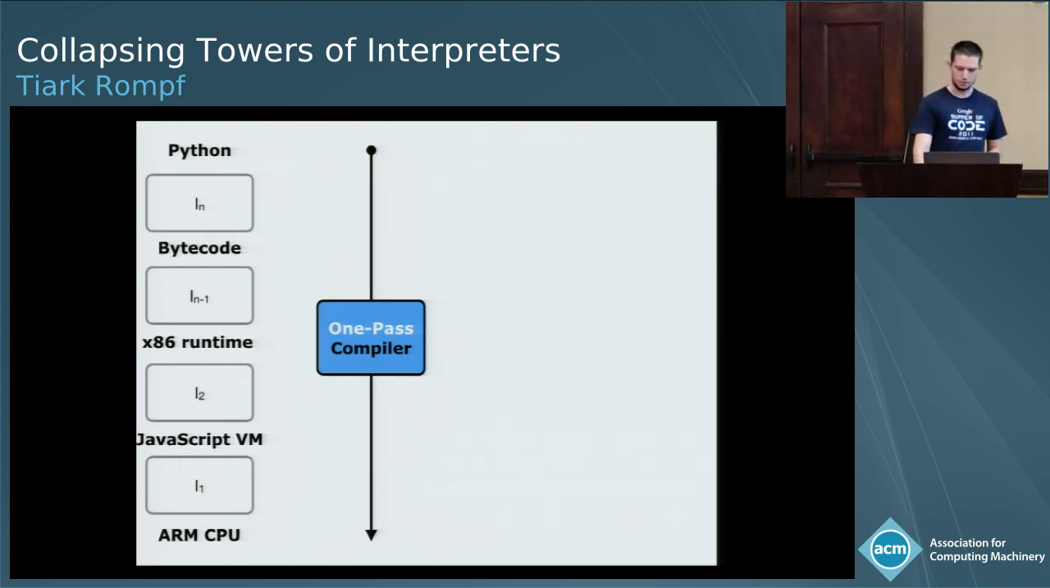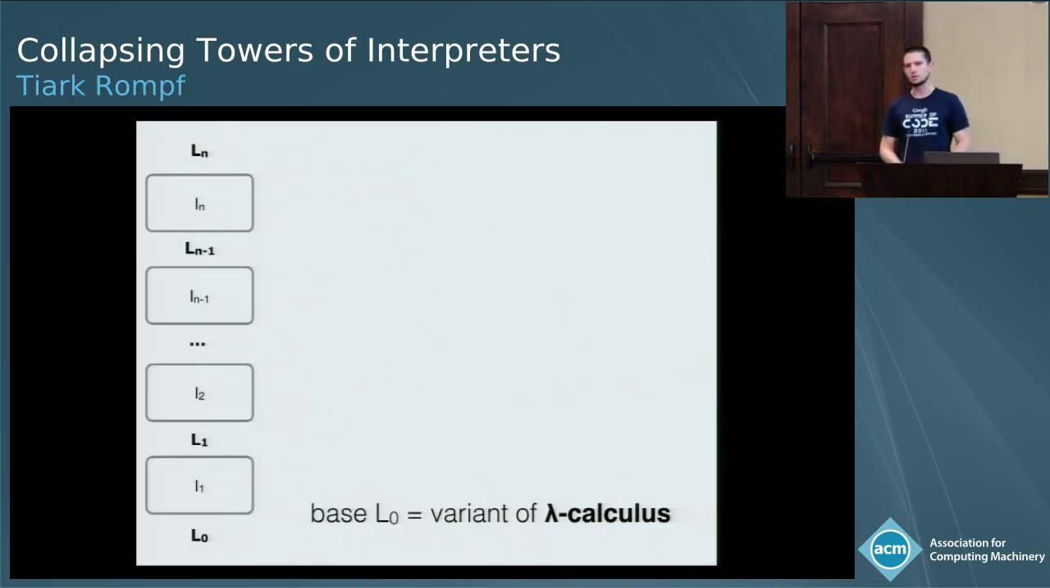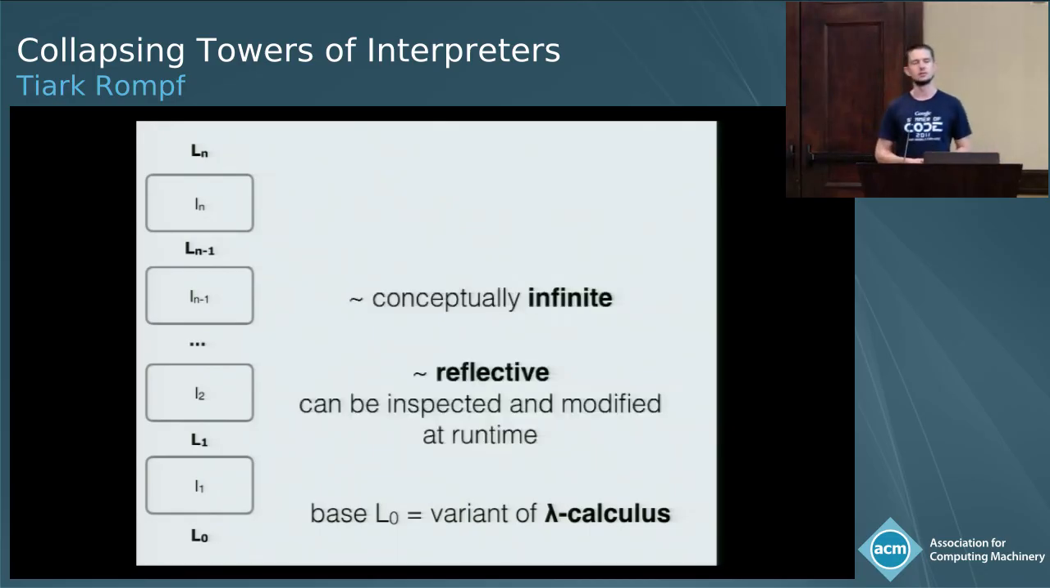So in our paper, that's not quite what we did. After all, we're at POPL, so we're not dealing with all these pesky real-world things. We're doing something that is more principled. So we're starting with variants of the lambda calculus as the base language. But actually, I would argue that we're doing something even more interesting than the actual real-world languages. We're looking at towers that are conceptually infinite and towers that can also be reflective.